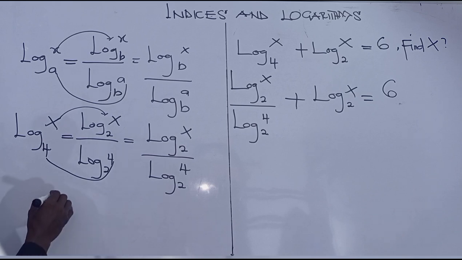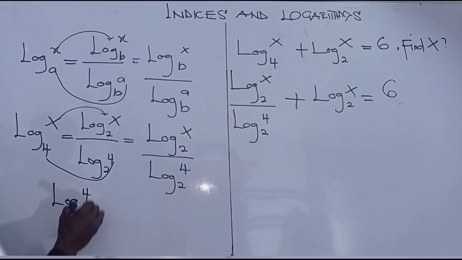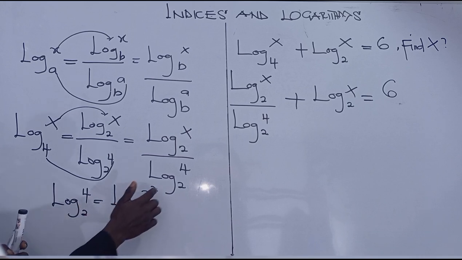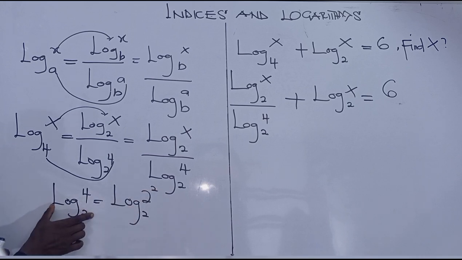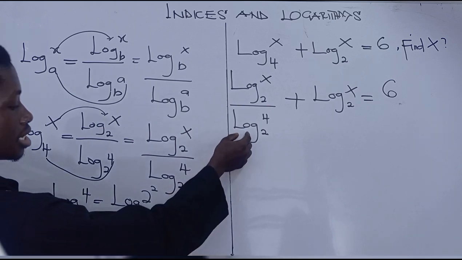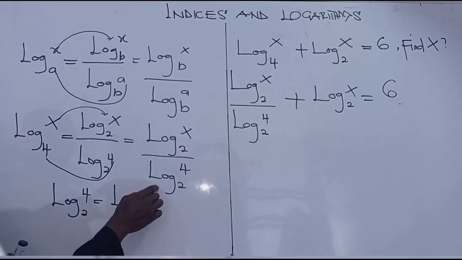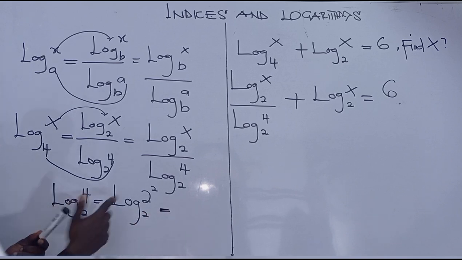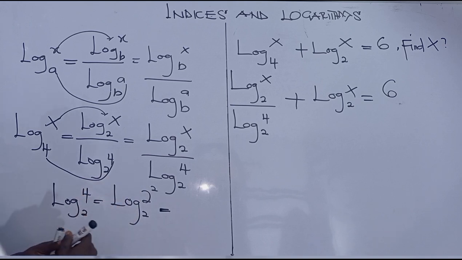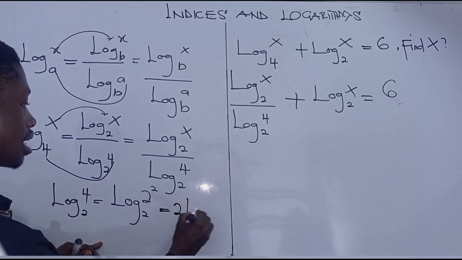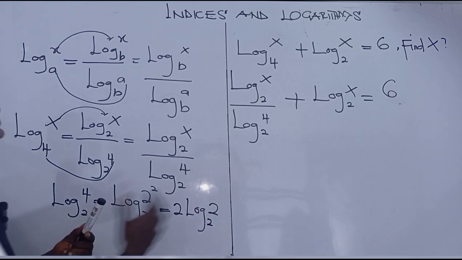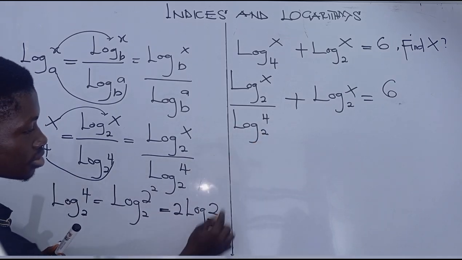Now you agree with me that log of 4 to the base of 2 can be written as log of 2 raised to the power 2 to the base of 2, because 2 raised to the power 2 will give us 4. It is the same as that. Now at this point, we can apply the power law. So this power will come in front to multiply the log. So you have 2 multiplying log of 2 to the base of 2. So in place of log of 4 to the base of 2, we are going to write the whole of that.